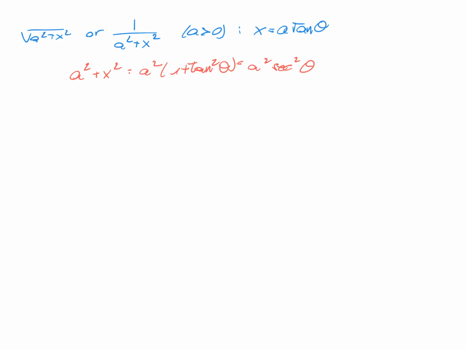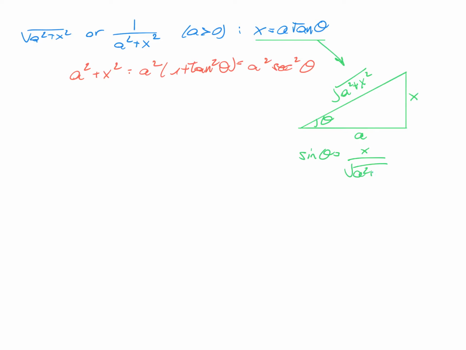Also here we will need the triangle at the end to find the different trigonometric functions. So we can make a triangle using x is a tangent theta. And we know that the tangent of theta is the opposite divided by the adjacent. So the triangle that we obtain is the following. So using this triangle we can also find sine of theta. Sine of theta would be x divided by the hypotenuse, so the root of a squared plus x squared. And the cosine of theta, this is the adjacent, so it's a divided by the hypotenuse, the root of a squared plus x squared.